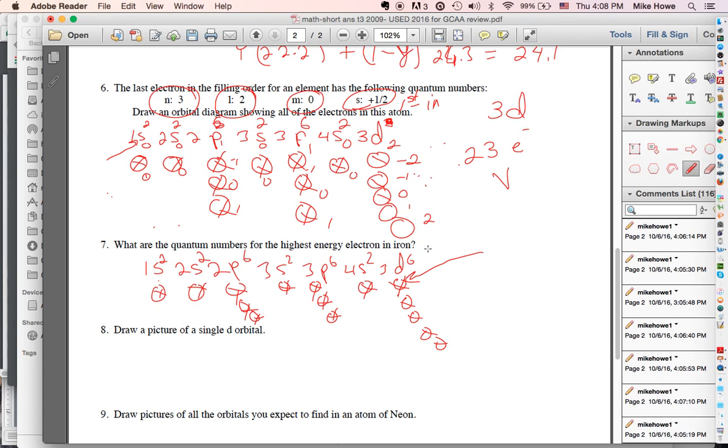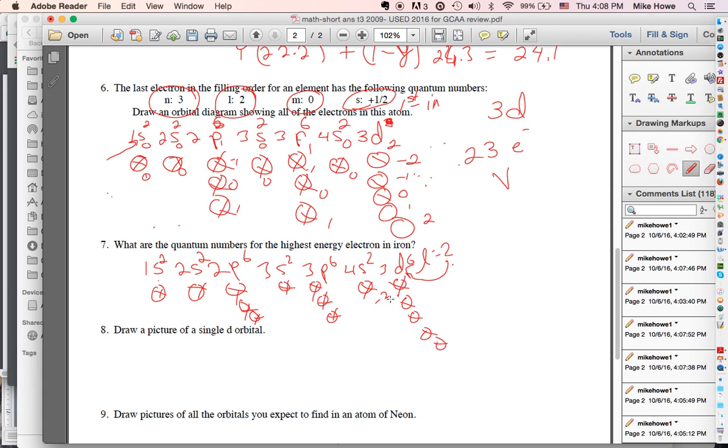If I do the m values for these orbitals, remember for a d sublevel, L is equal to what? So L equals 2. That's for a d sublevel. So that means these are negative 2, negative 1, 0, 1, and 2, from negative L to positive L.